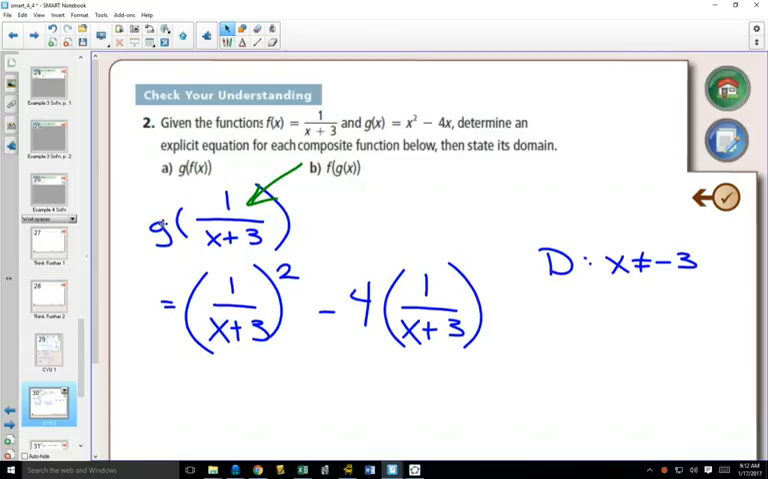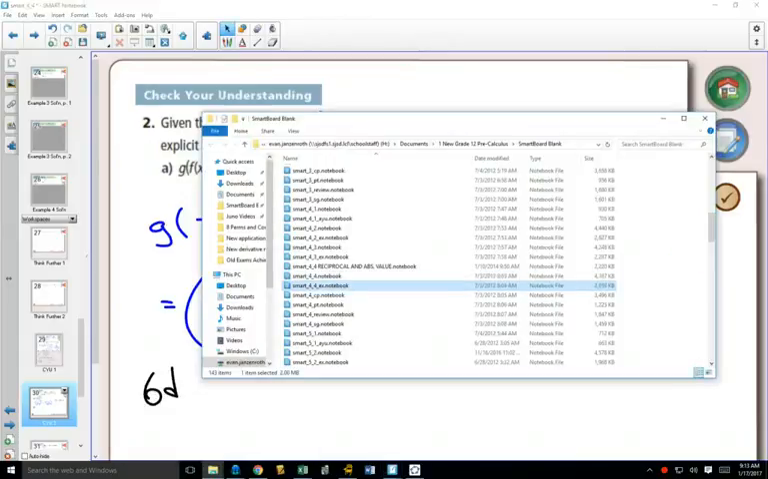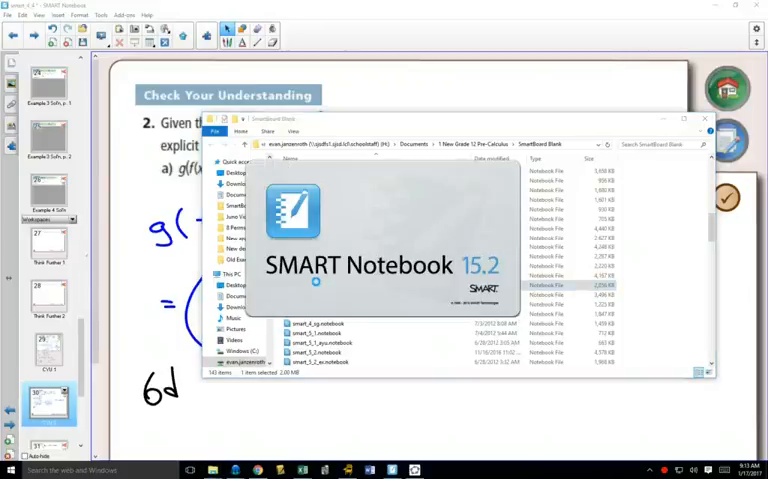So when we're checking our domain, we're not only checking our explicit equation in the end, we're also checking for non-permissible values early on, which is in the beginning when it first gets put into g of x. So the one I want to do for practice for this is 6D, but I would like to do that one together. So I am going to pull that up right now.